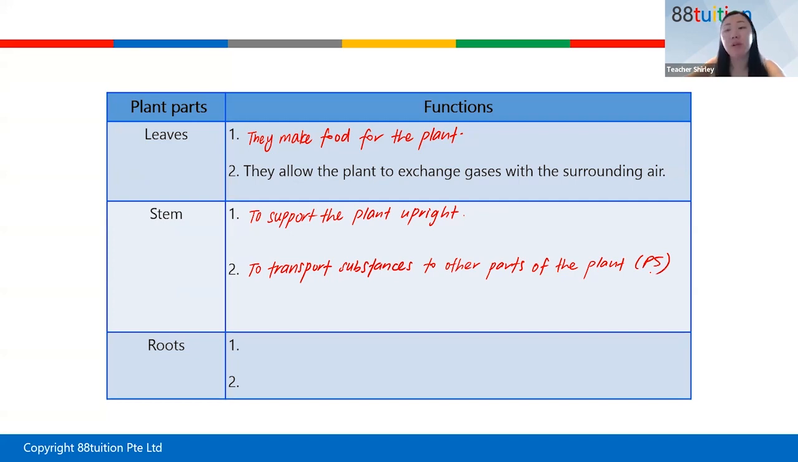Okay. Back to Abir. What is a function of the roots? To help the plant to stay upright. To help the plant to stay upright, I would say to hold the plant. It's not really to help it stay upright. To help it stay upright is the stem. So for the roots is to hold the plant firmly to the ground.